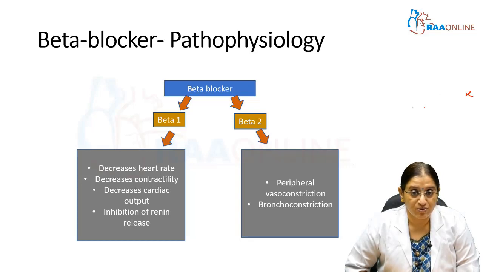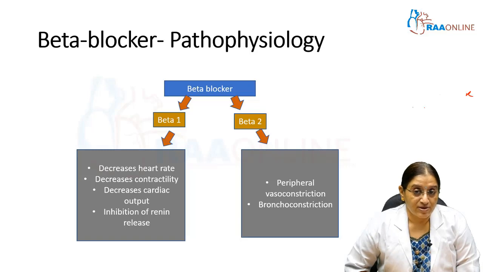The non-selective beta blockers also have other uses. The commonest non-selective beta blocker that we use is propranolol, and it is also used for other things like migraine, anxiety and increased tremors. So how does the beta blocker work? When it acts on the beta 1 receptor, it decreases the heart rate, contractility and cardiac output, and also inhibits release of renin. The beta 2 blockers act on the peripheral blood vessels, causing peripheral vasoconstriction and bronchoconstriction.